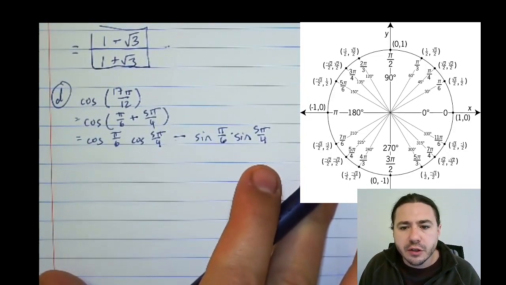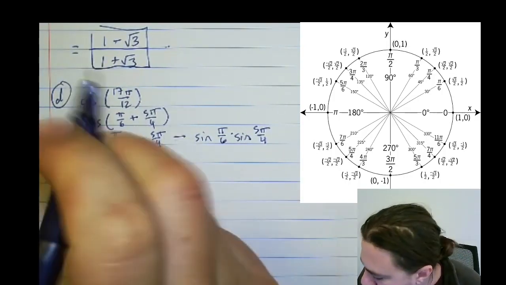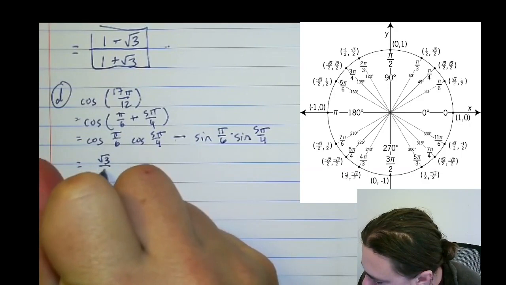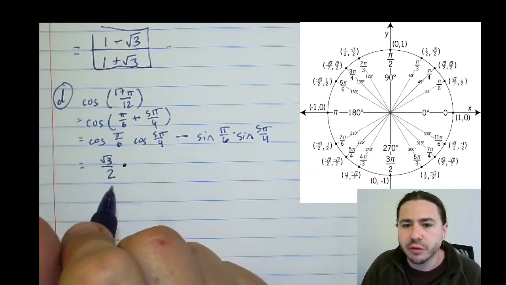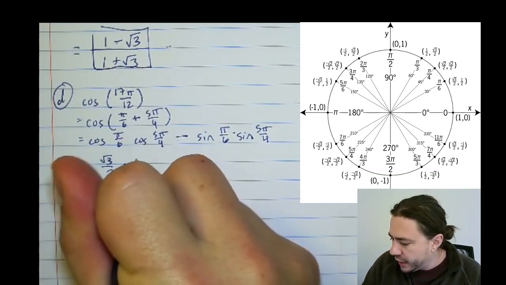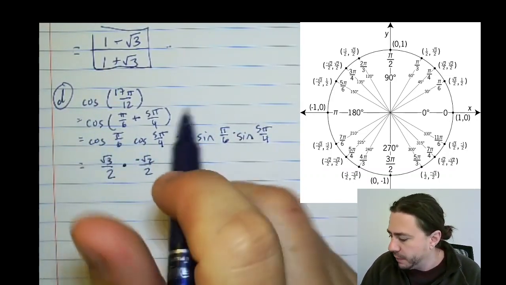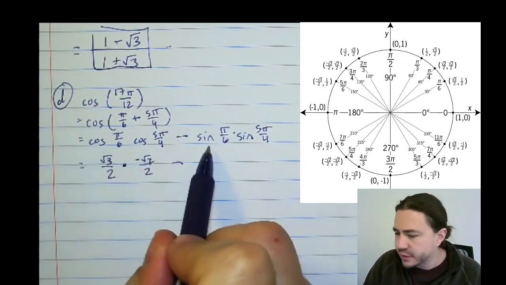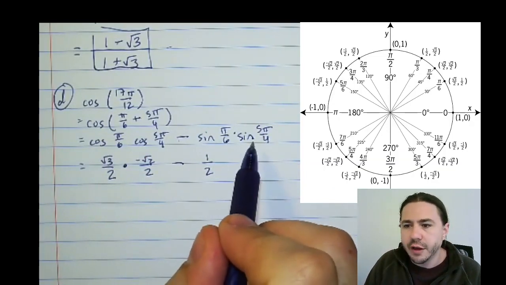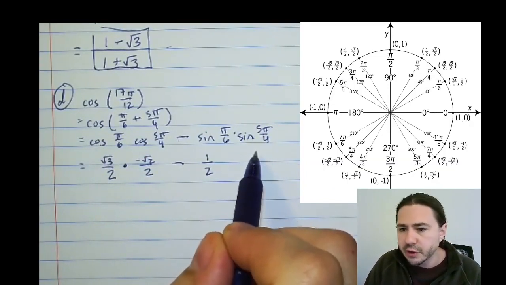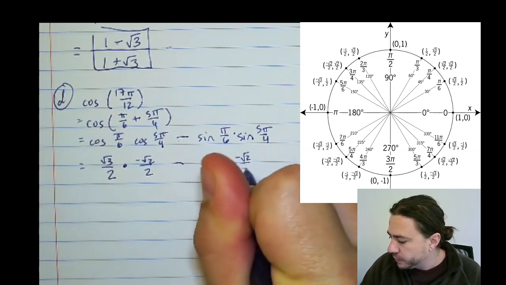Okay, so now we're just going to use our unit circle to evaluate all that. Cosine of pi over 6 is root 3 over 2. Cosine of 5 pi over 4, that's in quadrant 3, so that's negative root 2 over 2. So this term is going to be negative. Minus sine of pi over 6 is 1/2. And sine of 5 pi over 4, I'm sorry, is negative root 2 over 2.